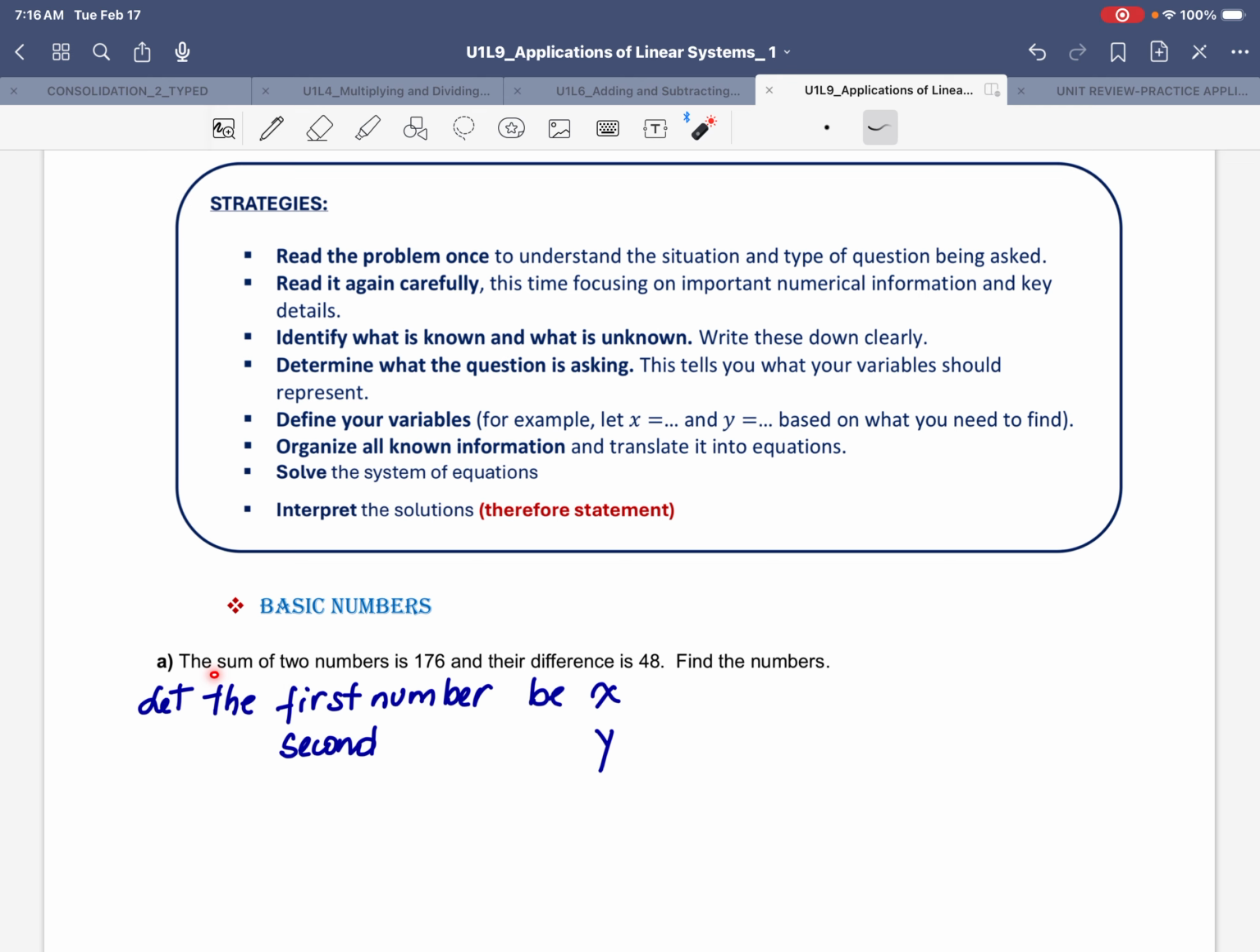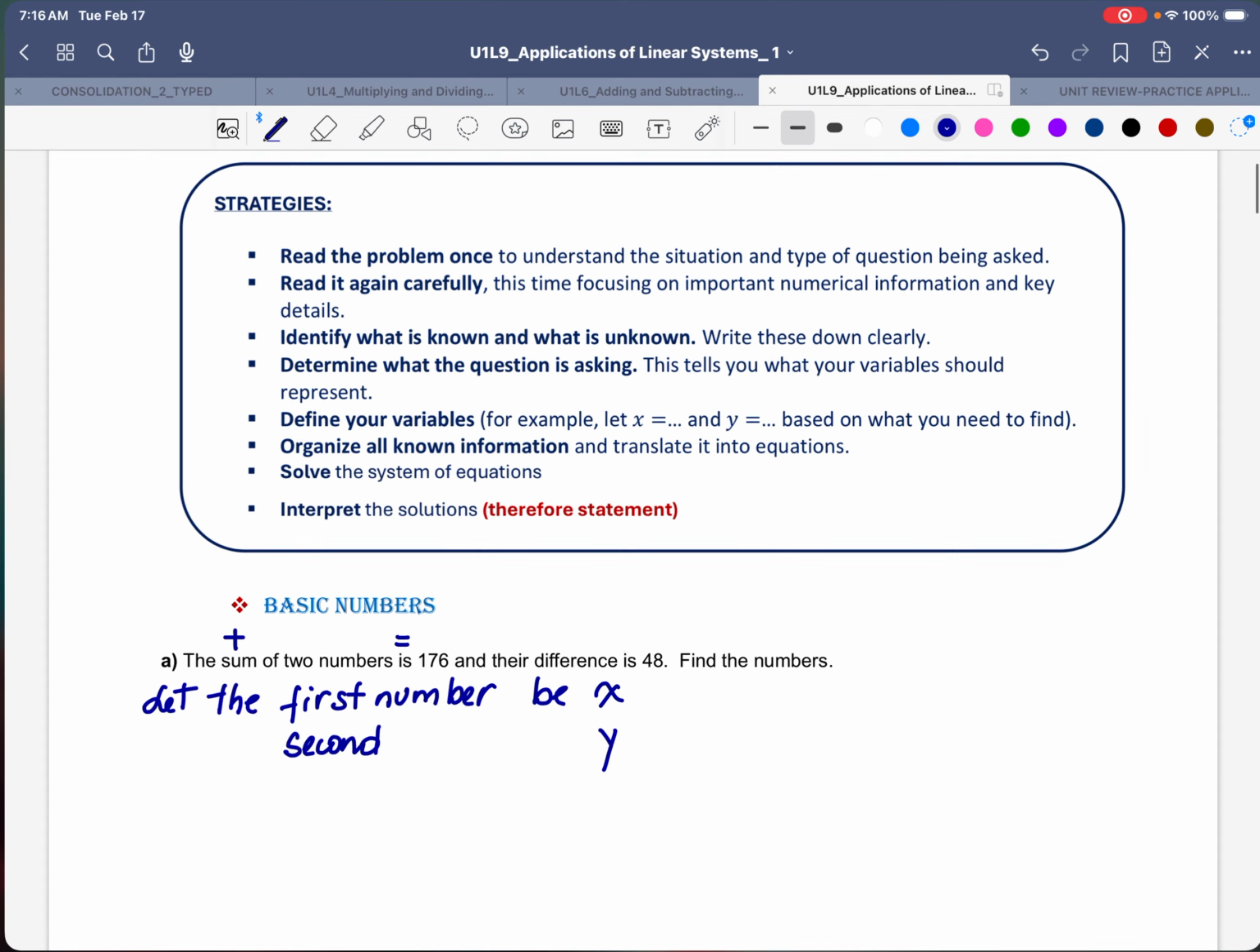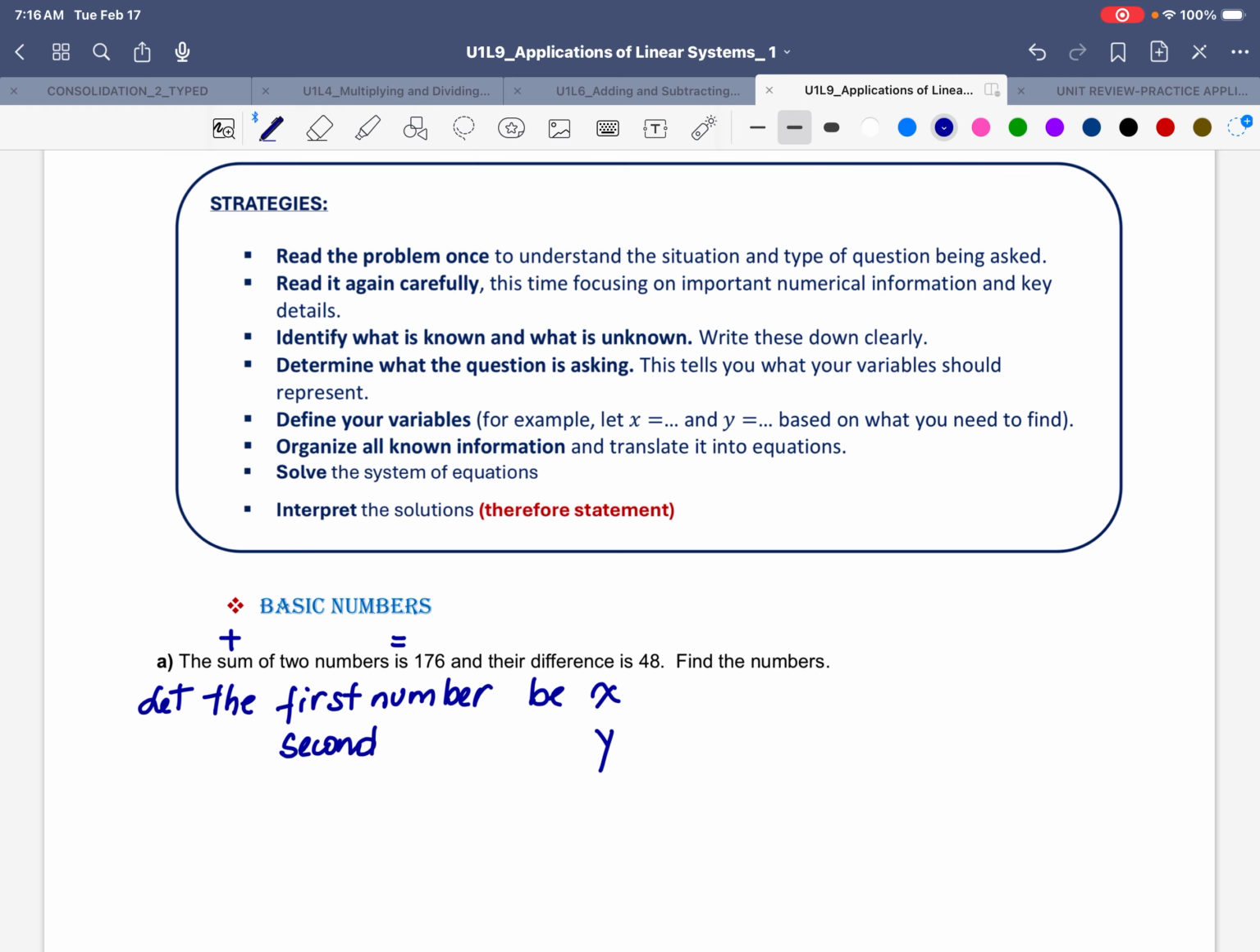So if we're told that the sum of two numbers is 176, here we are translating words into equations. Sum means addition. So addition of the two numbers, so addition of x and y, means equals in math, and 176 will be their value. So what that means, in other words, is that the two numbers x and y would equal 176.